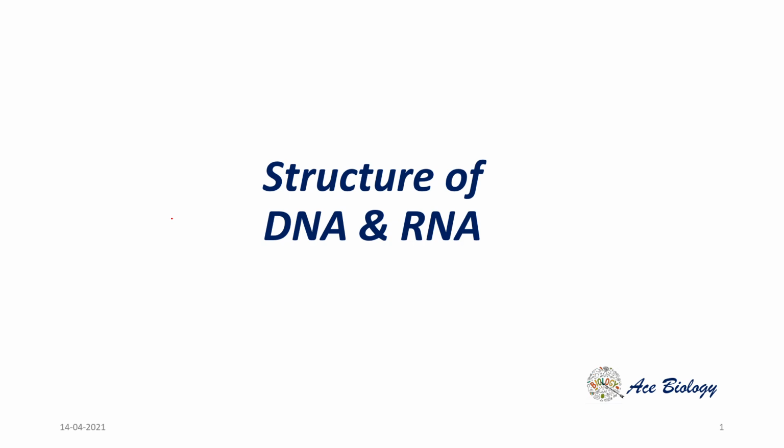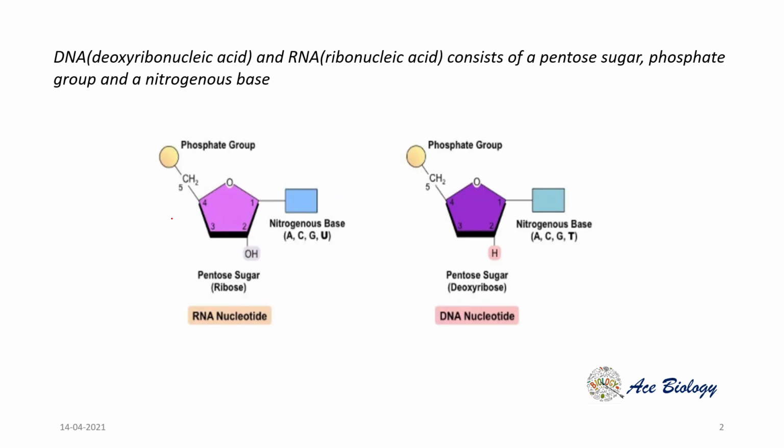Now today we are going to discuss the structure of DNA and RNA. Now we know that DNA is deoxyribonucleic acid and RNA is ribonucleic acid. So the basic structure of both the DNA as well as the RNA molecule is somewhat similar because both consist of the pentose sugar, the phosphate group and the nitrogenous base.